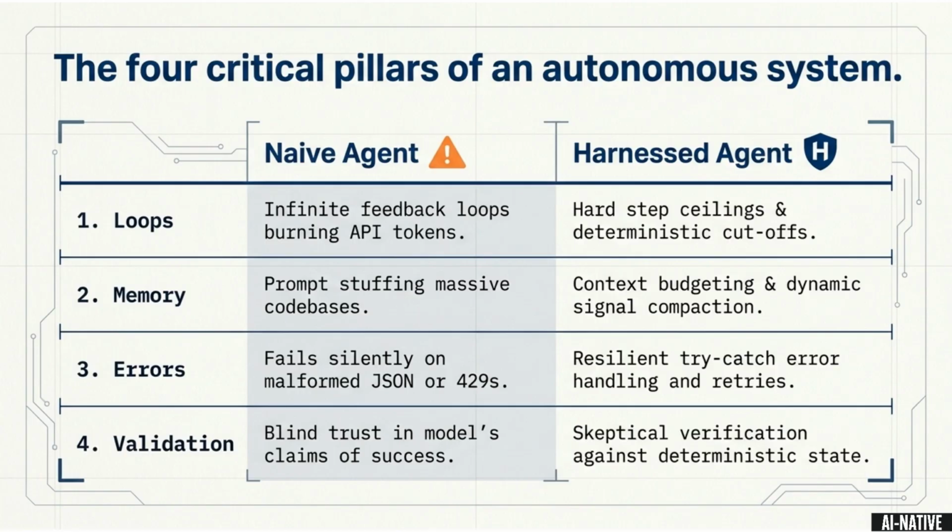Unlike a naive agent that relies on infinite loops, prompt stuffing, and blind trust, a harnessed agent uses deterministic cutoffs, context budgeting, resilient error handling, and skeptical verification.